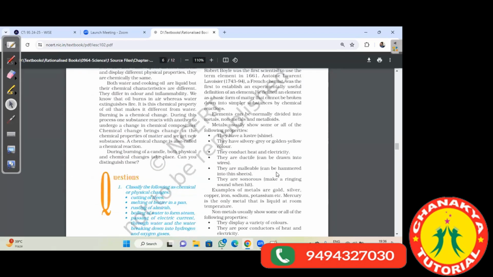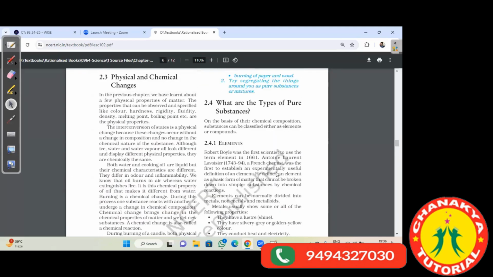So what are physical changes and what are chemical changes? Physical changes are the changes where we do not bring about a change in the constitution of the particles. The chemical properties of the substances remain intact. So if you are not altering its properties, then it is a physical change. If you are altering the properties, then it is a chemical change.